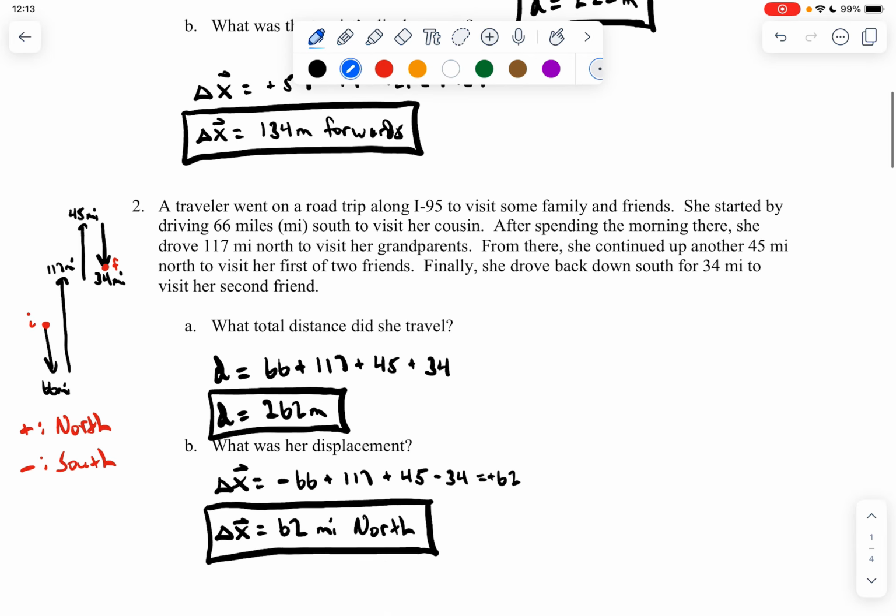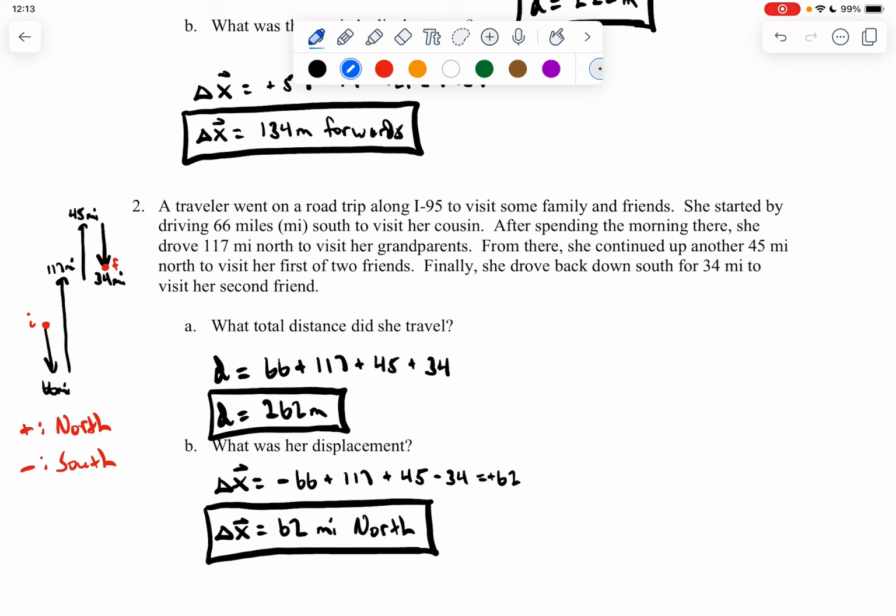Now, moving into question 2, we have this traveler who's traveling up and down I-95, going north and south. So they start off by going 66 miles going south. From there, we are then going to go 117 miles north, shown on our picture. From there, we continue on up another 45 miles going north before we finally drive back south and go 34 miles.